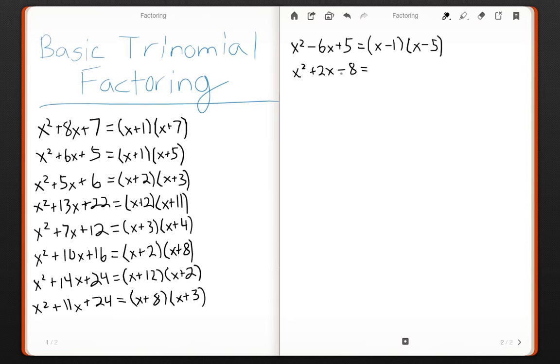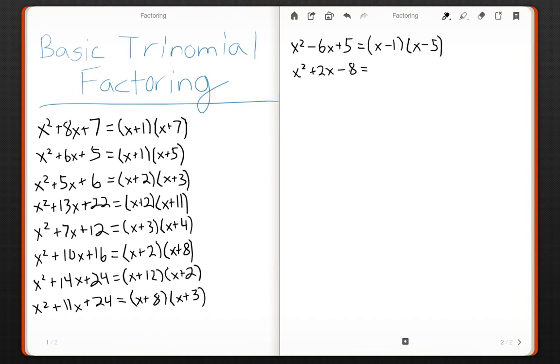Now here, we need to multiply to -8 and add to 2. So if we need to multiply to -8, in order to get a negative result, that means we're going to have one positive number and one negative number. Now, since we need to add to a positive number, that means we need it to add to positive 2. That means the positive number has to be 2 greater than the negative number.